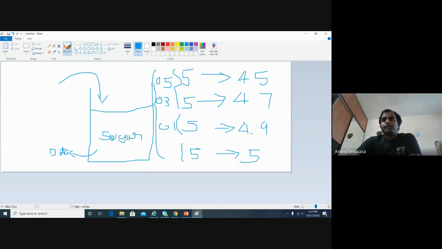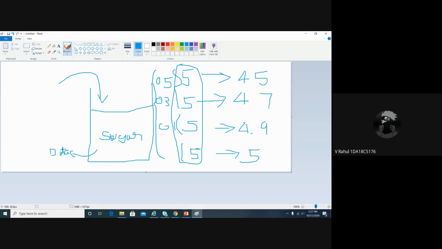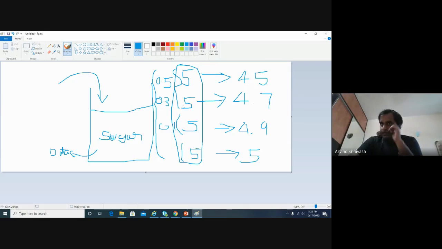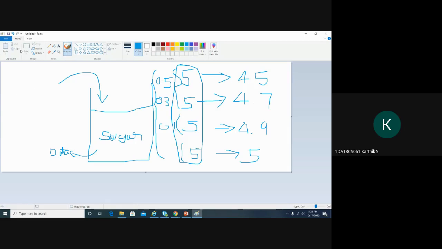What is this weight? Constraint. Correct, right? It is a constraint. Then what? Slowly he is adding the data to solve what? To solve the constraint. Hello. Yes, sir.